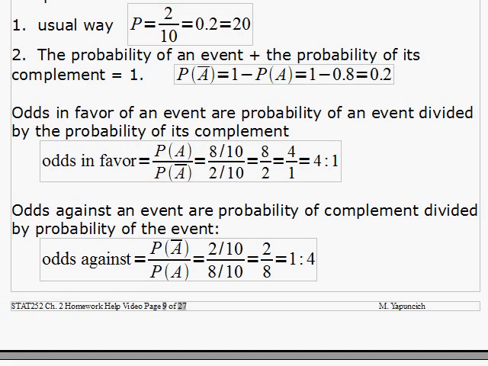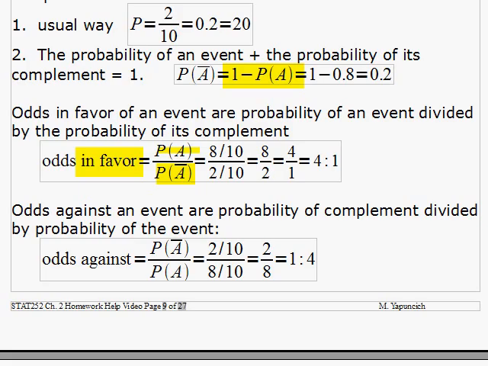Now let's look at odds. How do you calculate odds? You hear people talking about odds quite a bit, and this is how you compute them. If you want the odds in favor of event A occurring, you find the probability of A and divide by the probability of its complement. Of course, you can use this equation right here, so you don't have to compute the probability of the complement. But I'm going to go ahead and use the example above.